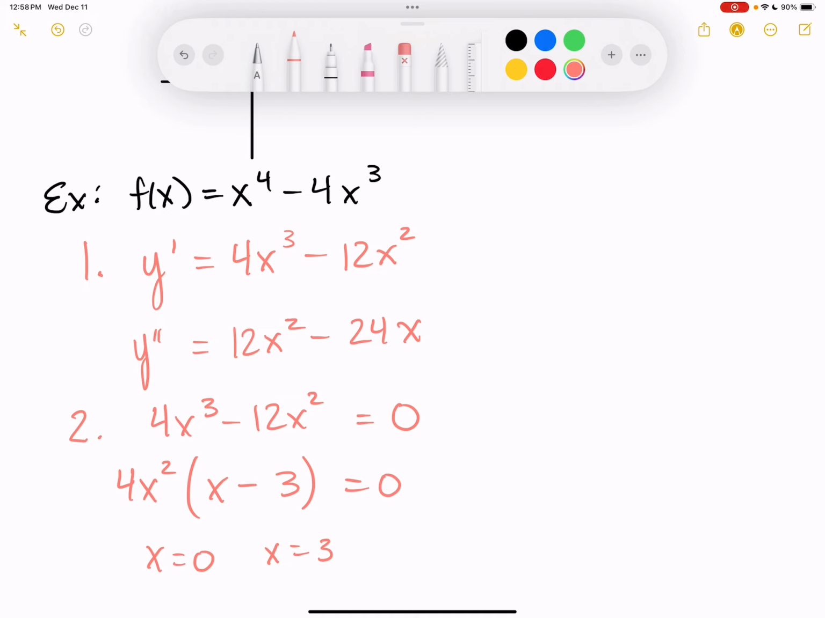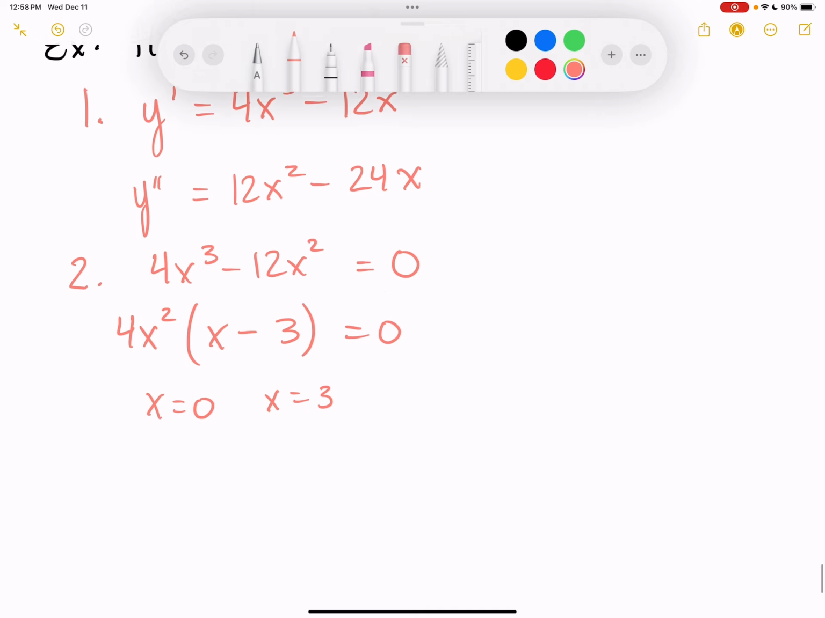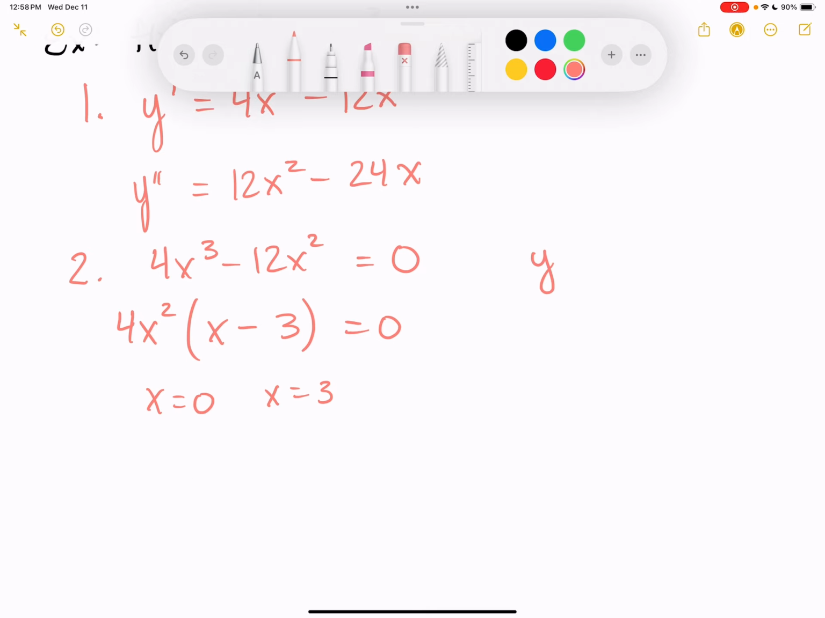Now, step 3. Step 3 is we're going to use the numbers that we had found here, and we are going to plug those into the second derivative and see what the sign of the second derivative is. Step 2 was where y prime is equal to 0. Step 3 is going to be where y double prime of the value that we found, and we're going to be determining if it's greater than or less than 0, basically.